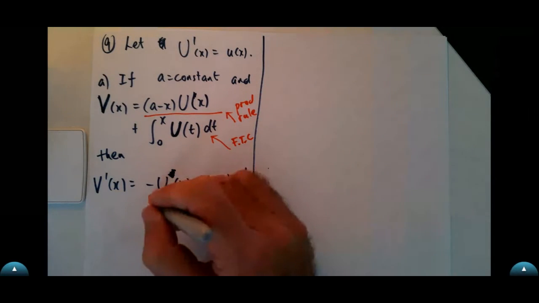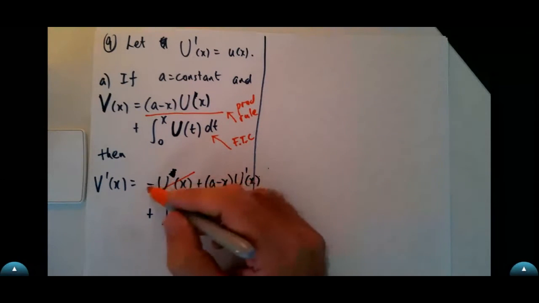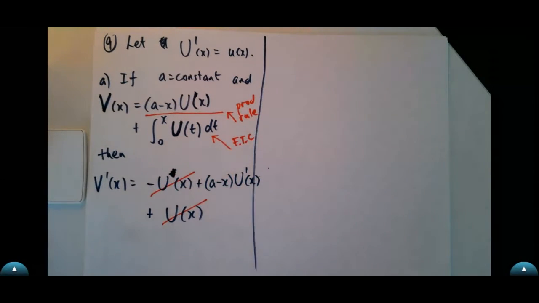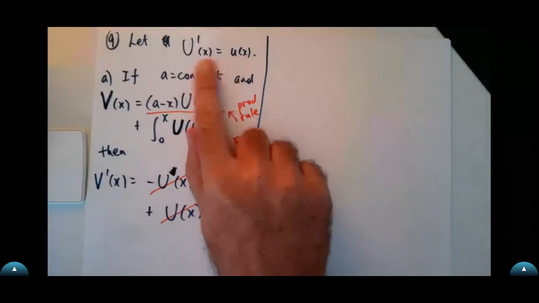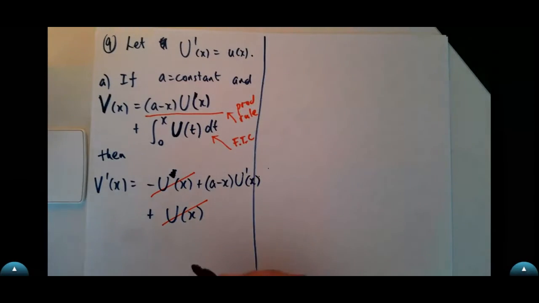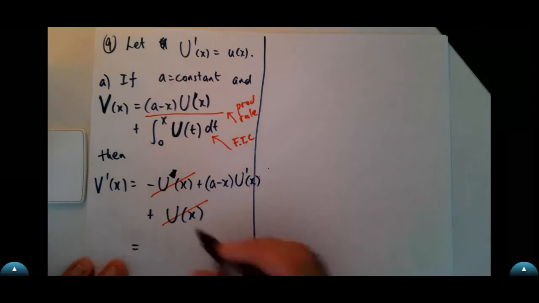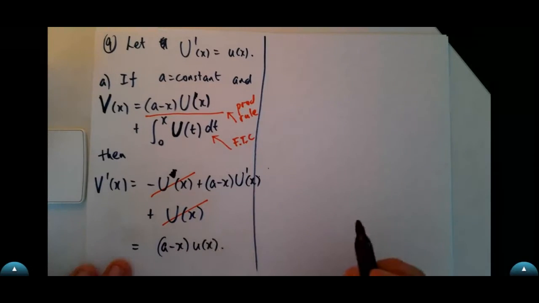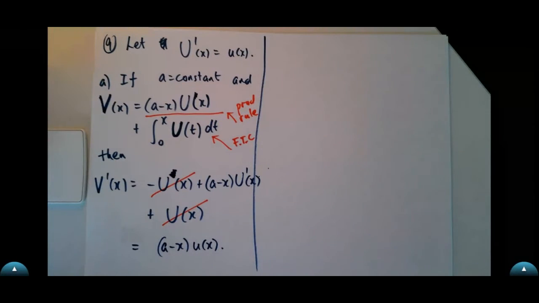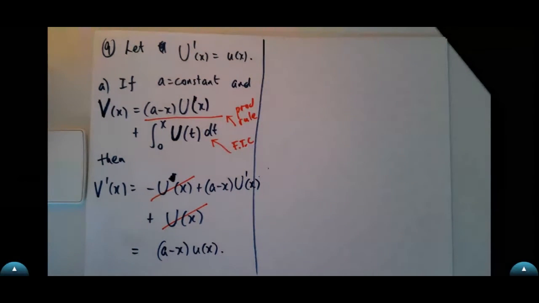All right, so this is going to cancel off with this, because that's negative big U, that's positive big U. When we get down to this, what is the derivative? Well, it's defined as little u. So we can write that as this. Thanks for your corrections. Okay, so that's the first part of the problem.